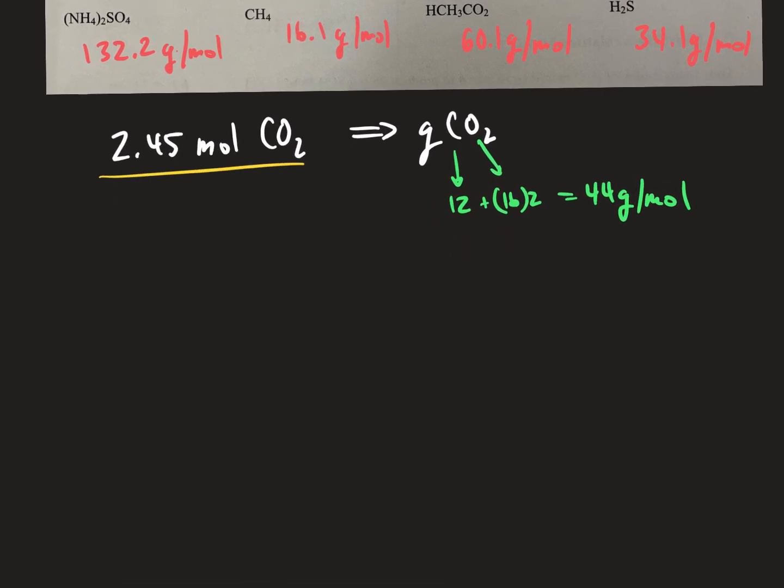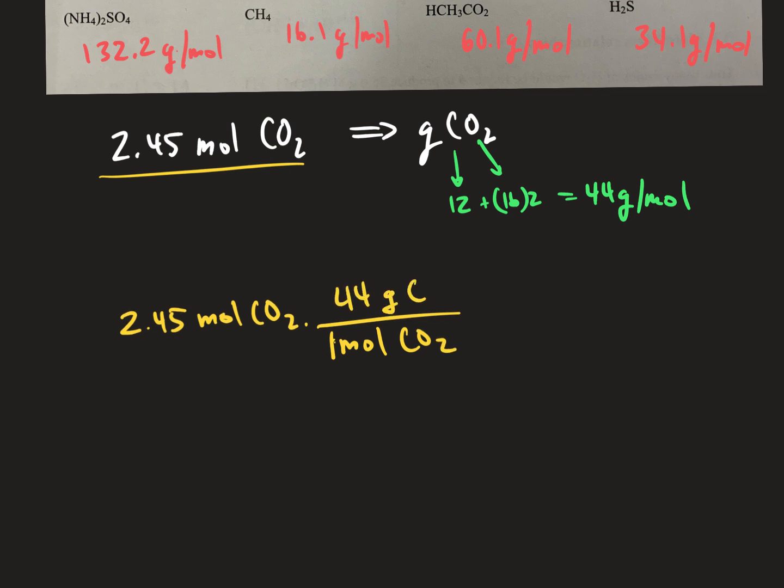So we start with what we know, 2.45 moles of carbon dioxide. And we know for every 1 mole of carbon dioxide has a mass of 44 grams. And we get like 107.8 grams of carbon dioxide. Yeah?